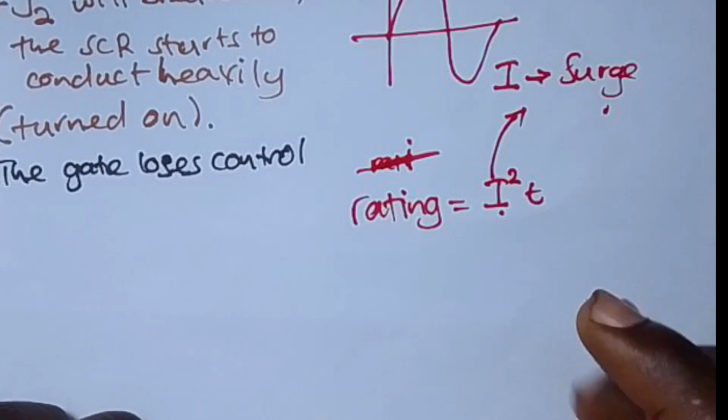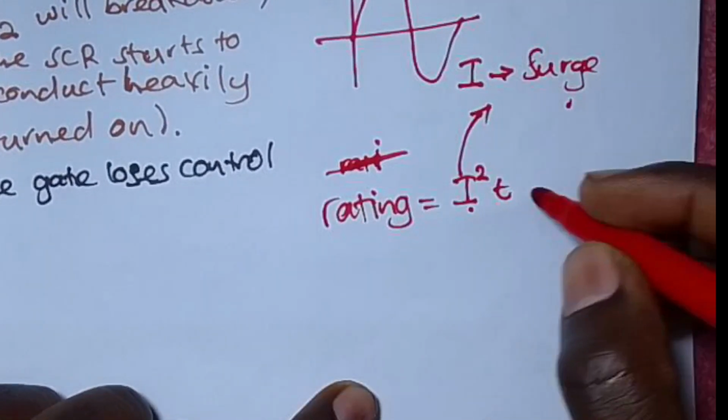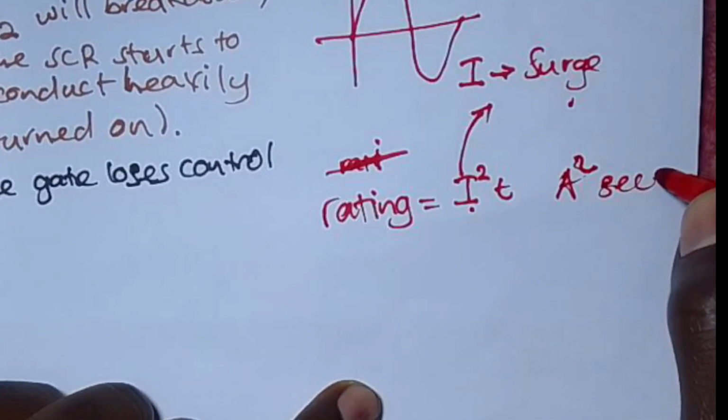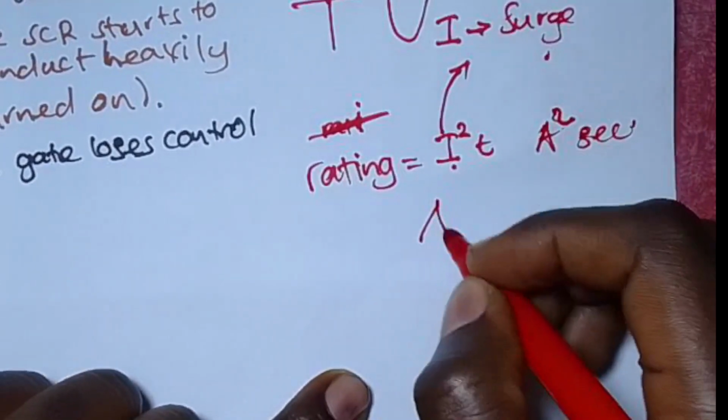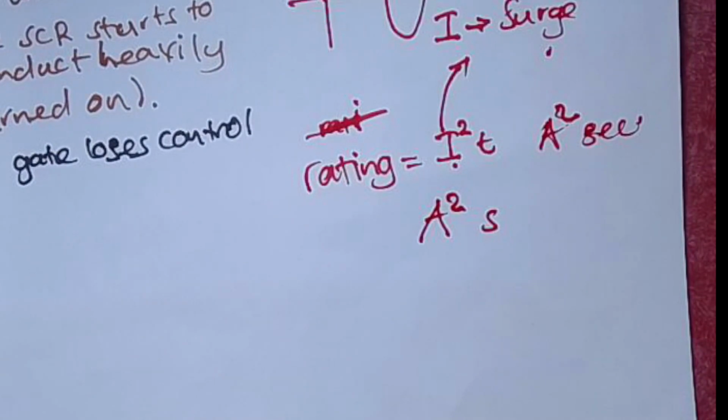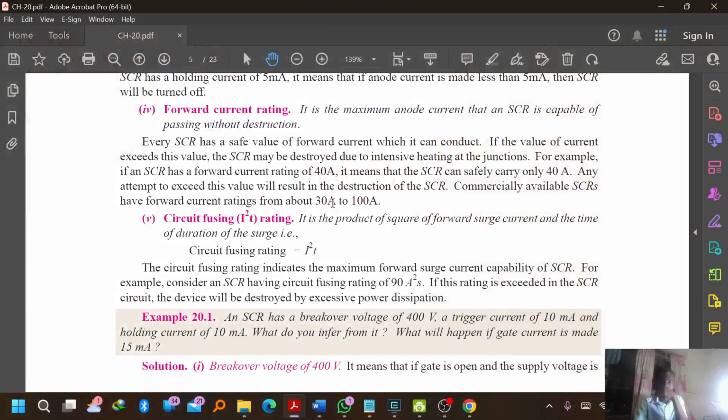So this rating is measured in square amps and seconds. This current rating, I said, is measured in amps squared seconds. This rating is going to give us what a system can withstand before this diode, this SCR, breaks over and gets destroyed. So I'm going to share with you a certain question here. This is just an example, and it's a common one.